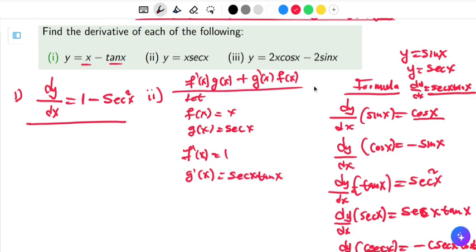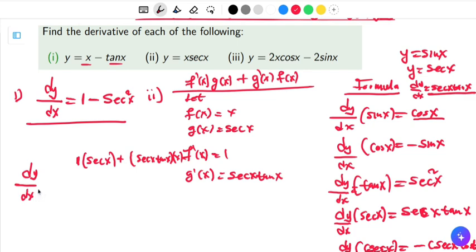So applying this formula, f prime is 1. Then the g function is secant. Then plus the g prime. What is our g prime? Our g prime is secant x tan x. Then f is just x. So multiplying, what are we going to have?